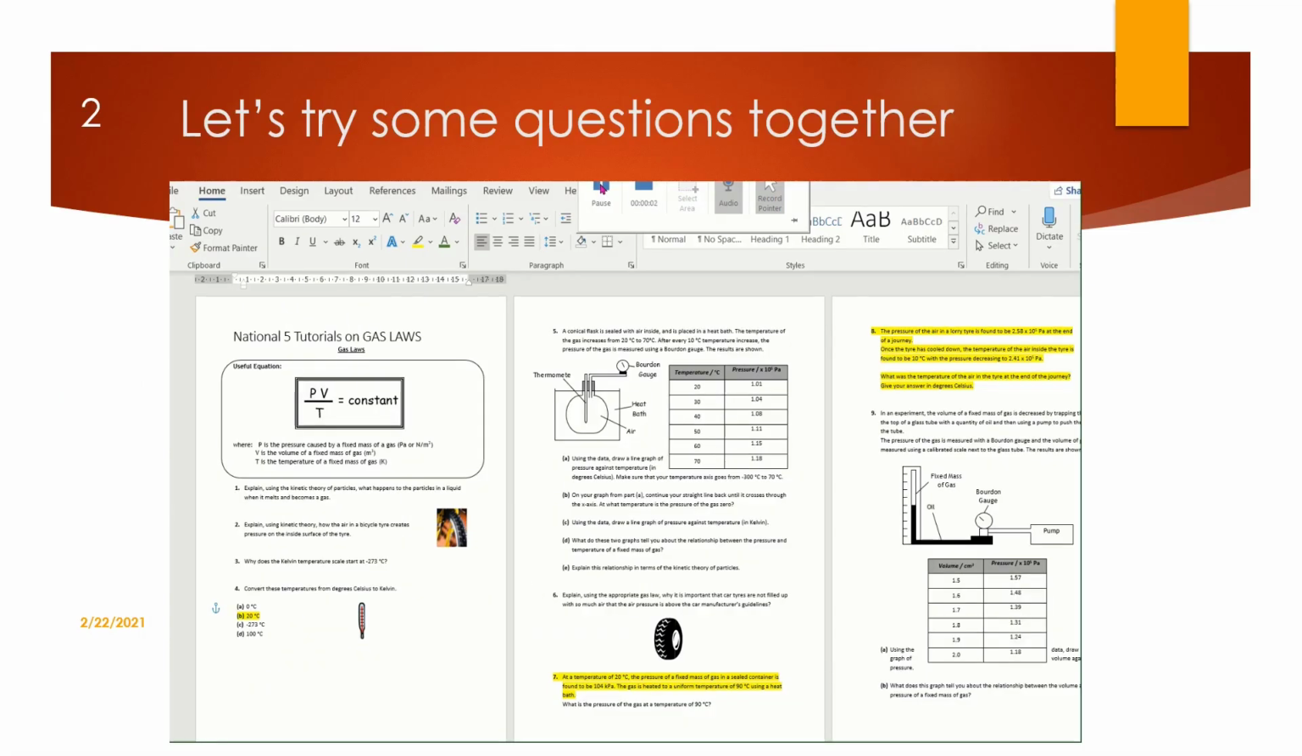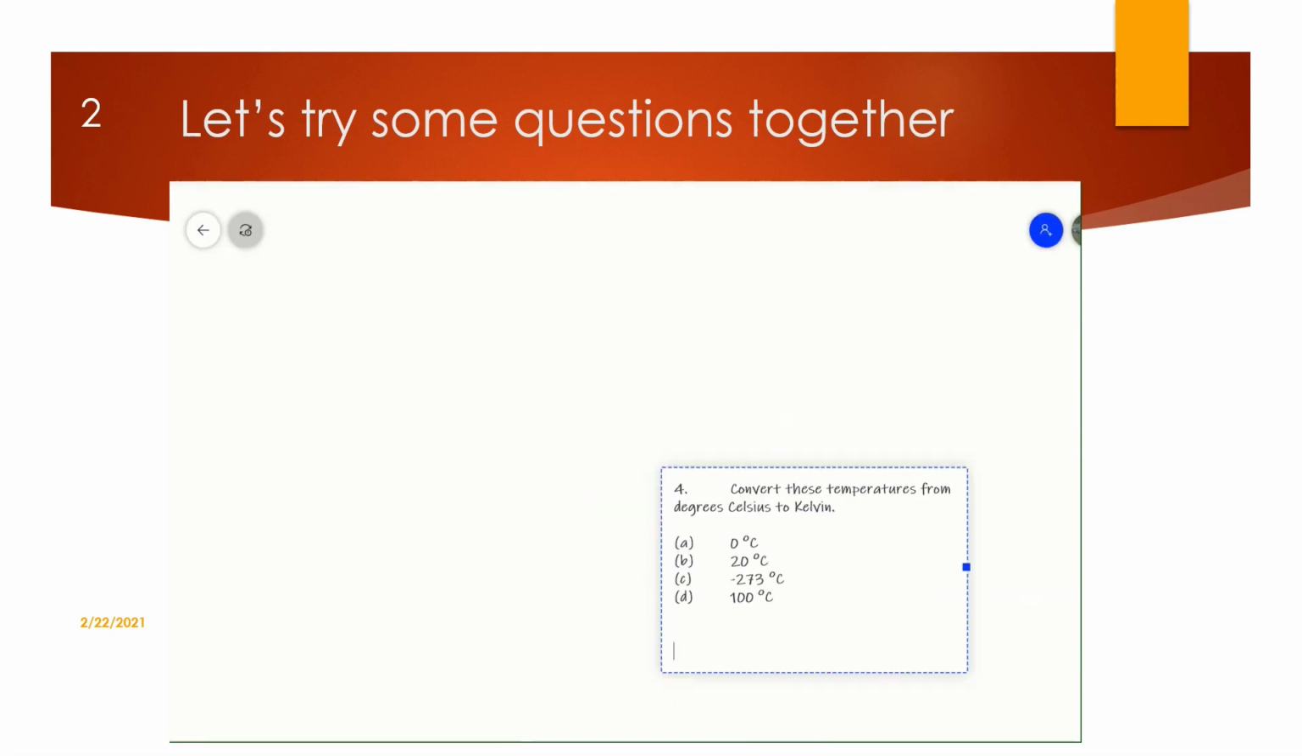Hello, today we're going to start on some calculations for the gas laws. So I'm going to start with these from Mr. Belford, and then we're going to look at some past paper questions. So here's my first question, 1B, and it says convert these temperatures from degrees Celsius to Kelvin.